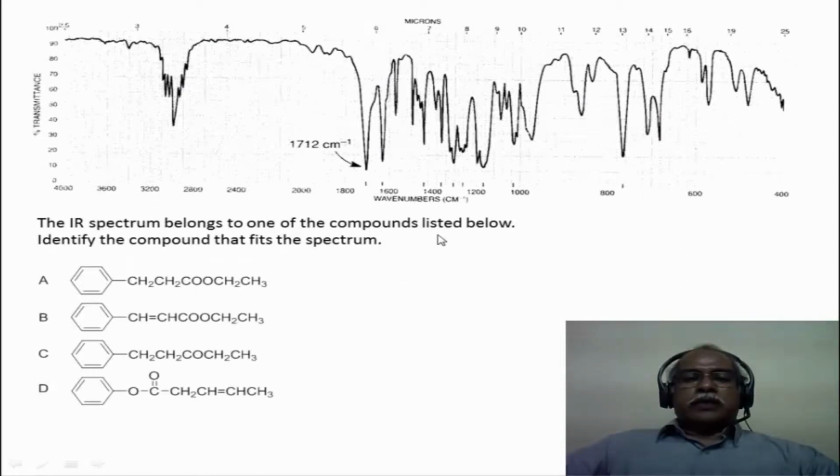Now, there are 4 options given. One needs to choose the correct option which will fit this particular infrared spectrum. In other words, the IR spectrum belongs to one of the compounds listed below. Identify the compound that fits the spectrum. Now, let us look at the structure of each compound. This is a saturated ester, and this is also an ester, but it is an alpha beta unsaturated ester. This is a saturated ketone, and this one is an alpha beta unsaturated ester plus an unsaturation is also there.